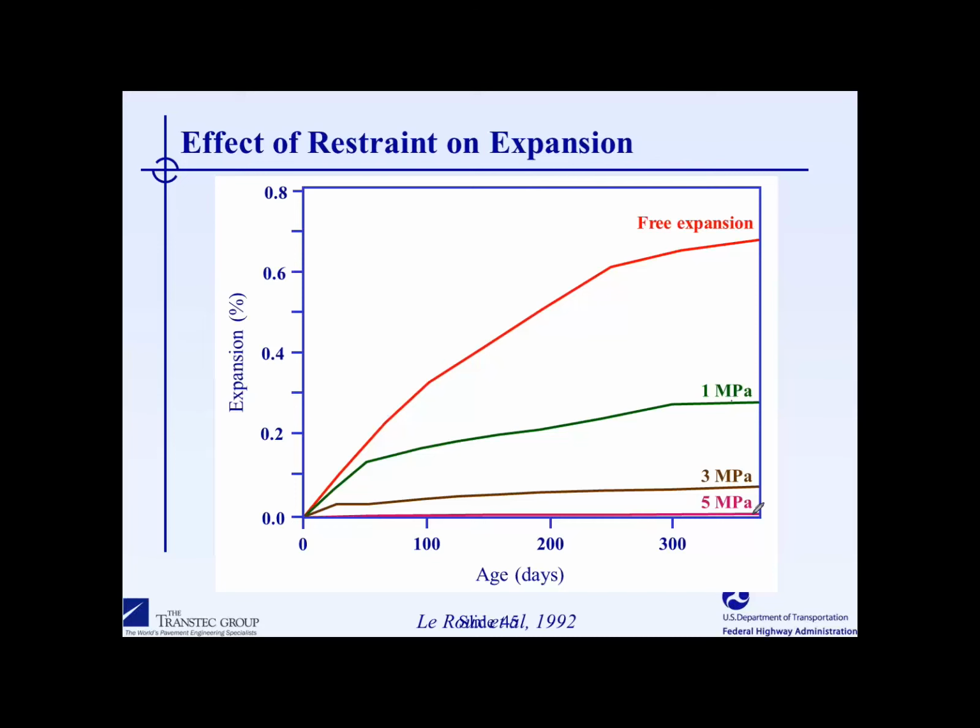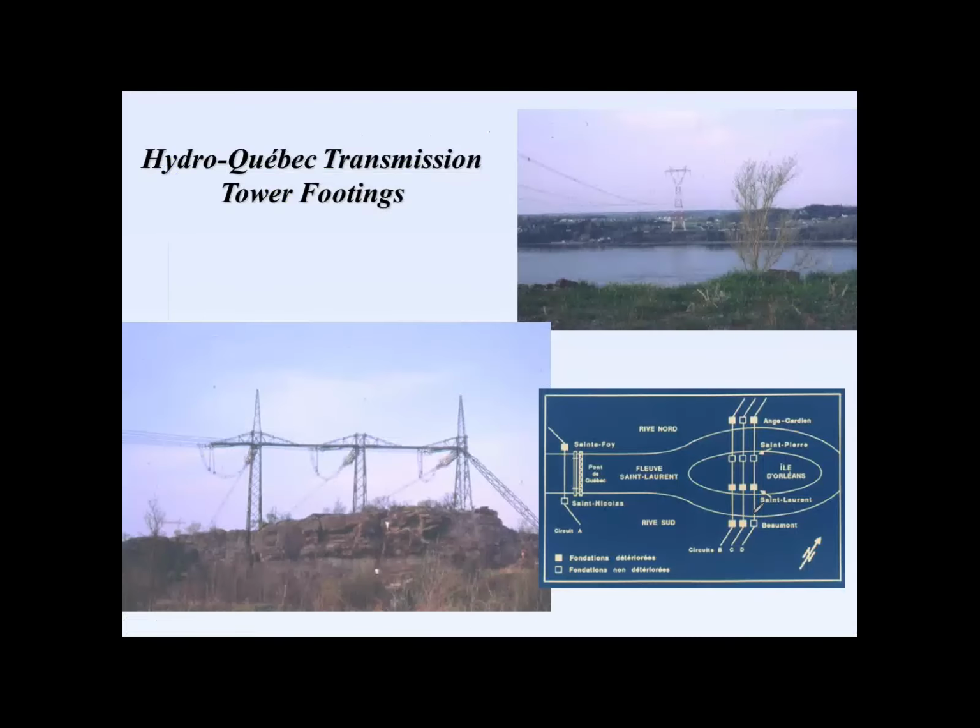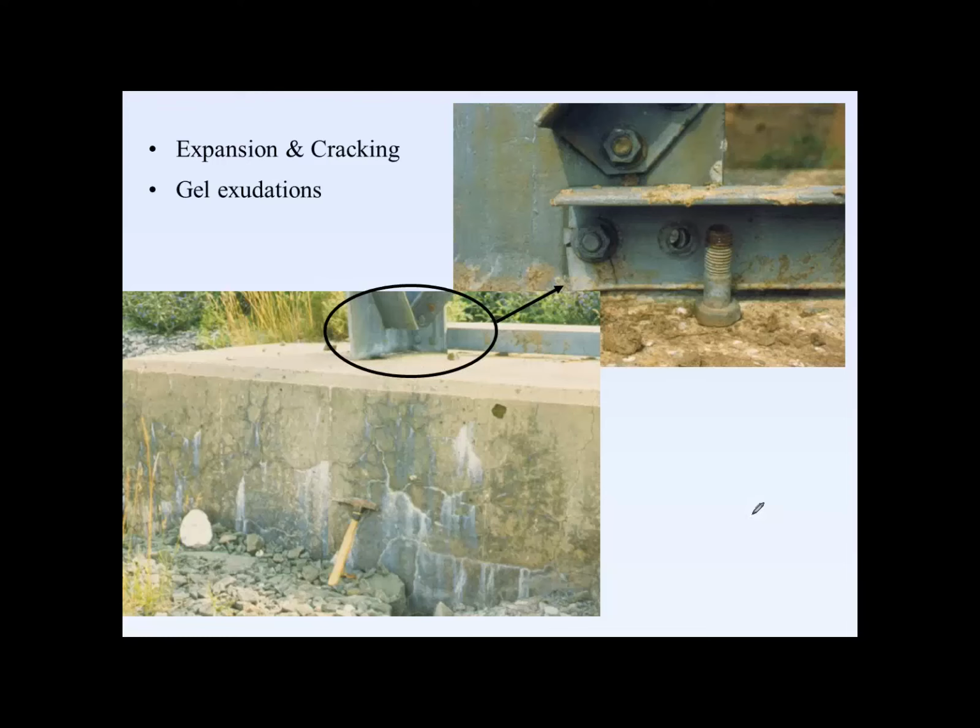We do have a field trial in New England right now where we're looking at just that, where we applied FRP to circular columns, and we are monitoring that with time. But there's been a lot of work done globally on this, and the results have been quite encouraging in terms of providing external restraint. Here's an example from some transmission towers in Quebec.